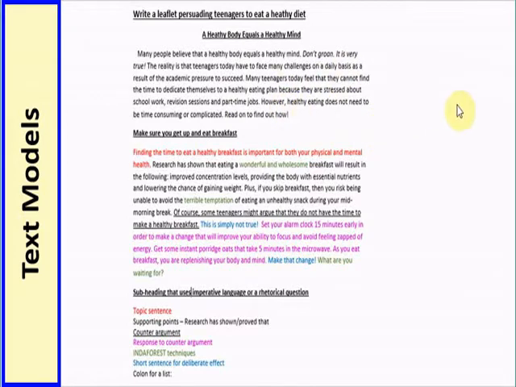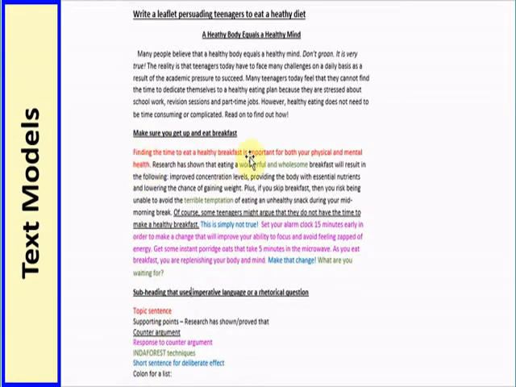"However, healthy eating does not need to be time-consuming or complicated. Read on to find out how." Can you see how there's a contrasting pair there? There's the idea that it is time-consuming and complicated. Here are time-consuming and complicated things: schoolwork, revision sessions, part-time jobs. Here's something that's not complicated: healthy eating. They're setting up a contrast between the two things. Here you can see it's even colour-coded.